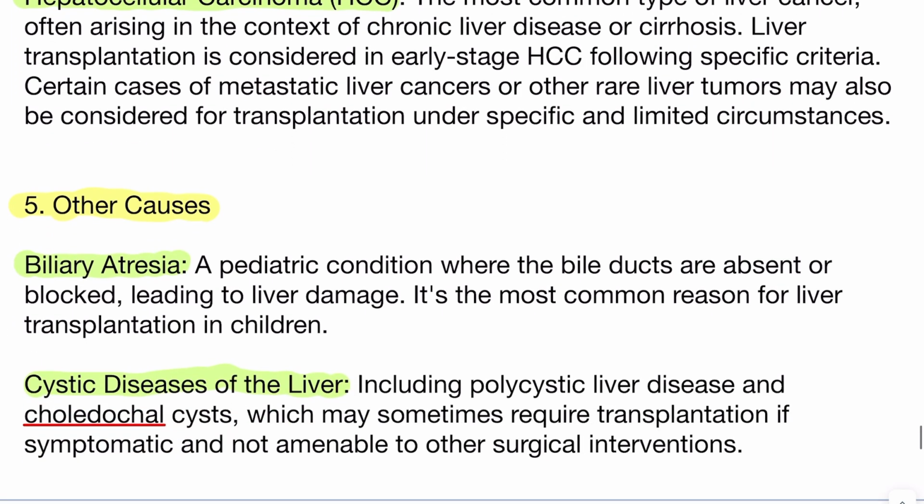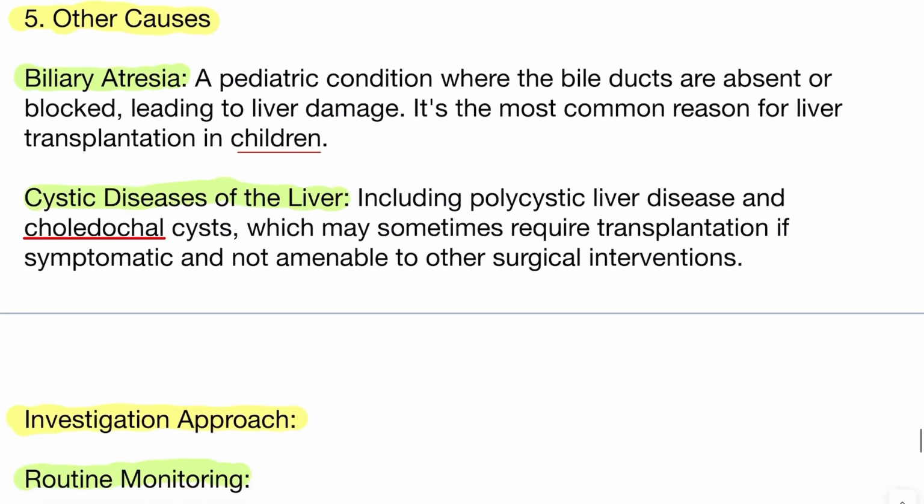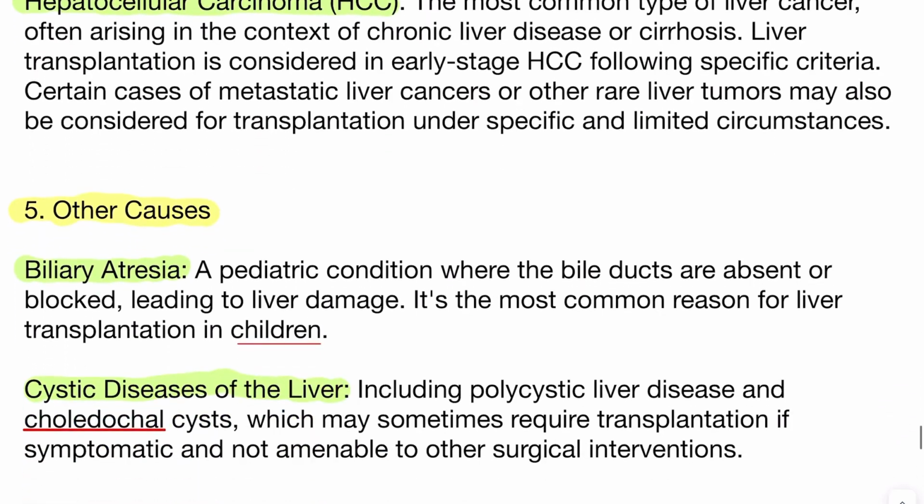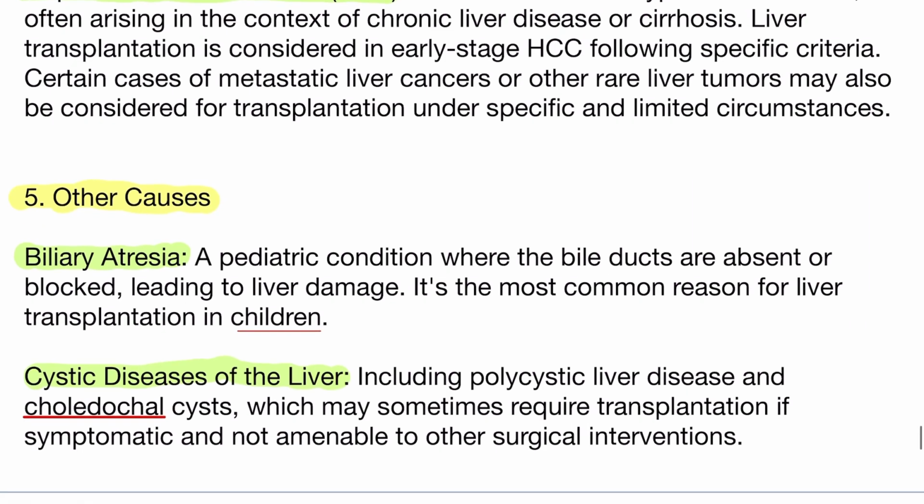Other causes include biliary atresia, in which the bile ducts are absent or blocked, leading to liver damage, and it is the most common reason for liver transplant in children. And then we have cystic disease of the liver, polycystic liver disease, and choledochal cyst, which may sometimes require transplantation. So these are the main 5 groups which can lead to liver transplant.